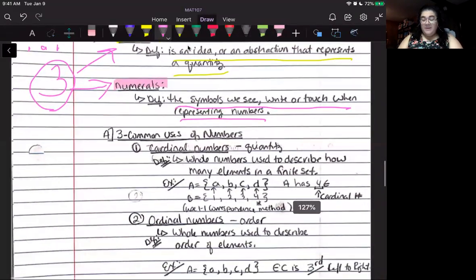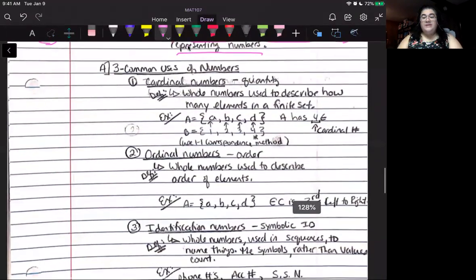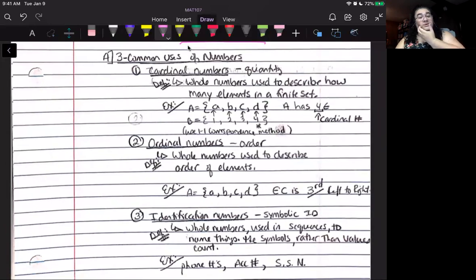Finally, once we make that distinction, here's a couple of ways that we can use whole numbers. We can use whole numbers as cardinal numbers, which is what we were discussing in the introduction. A cardinal number is defined as a whole number that is used to describe how many elements there are in a finite set. In other words, cardinal numbers tell us a quantity.